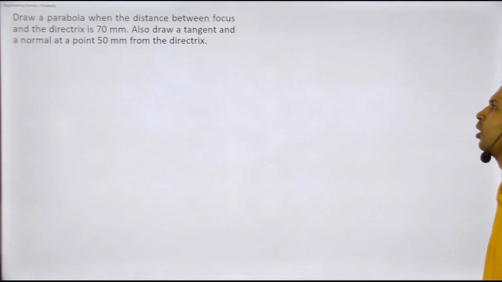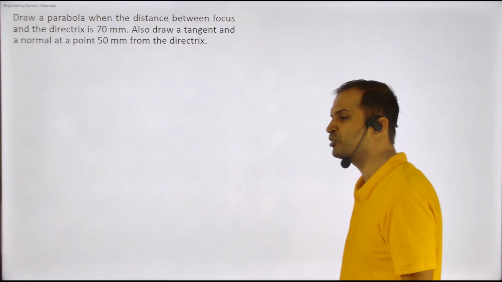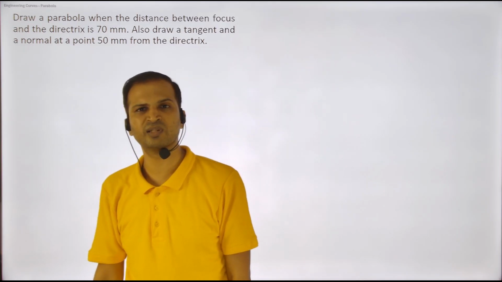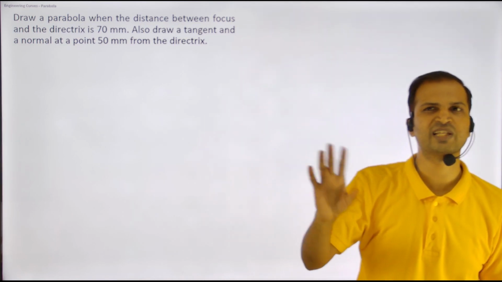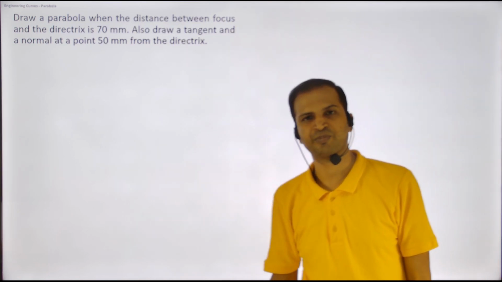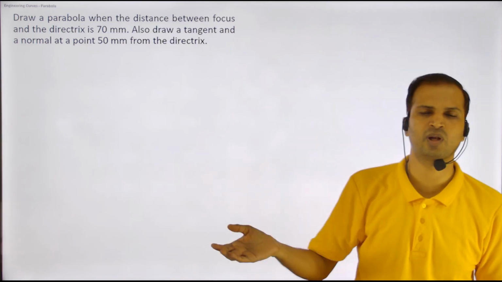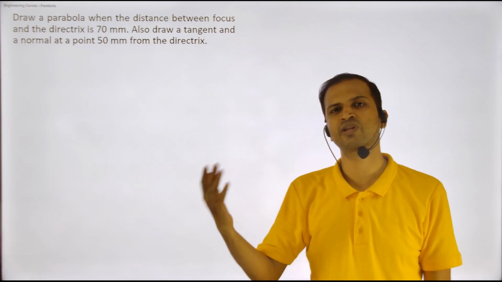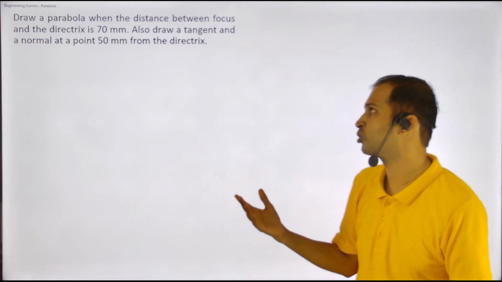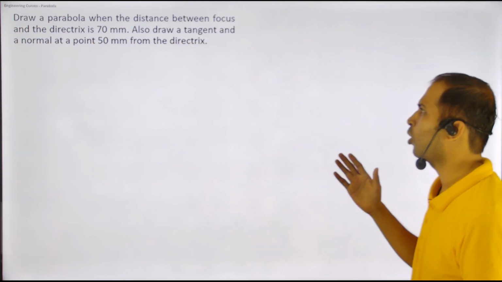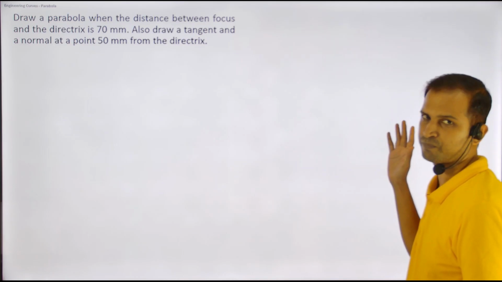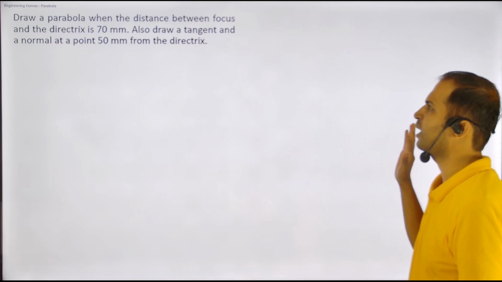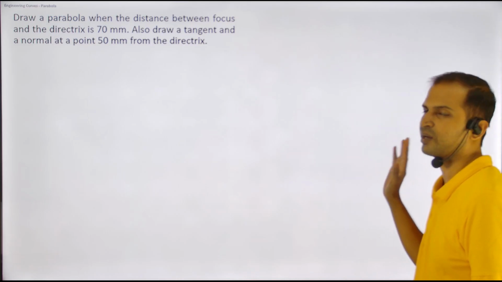Now let us draw a parabola by the general method. We have seen the general method in ellipse. We have seen eccentricity: when it is less than 1, it is an ellipse; when it is equal to 1, it is a parabola; and when the eccentricity is more than 1, it is a hyperbola. Now they are specifically saying, draw a parabola when the distance between focus and directrix is 70 mm. Also draw a tangent and a normal at a point 50 from the directrix.